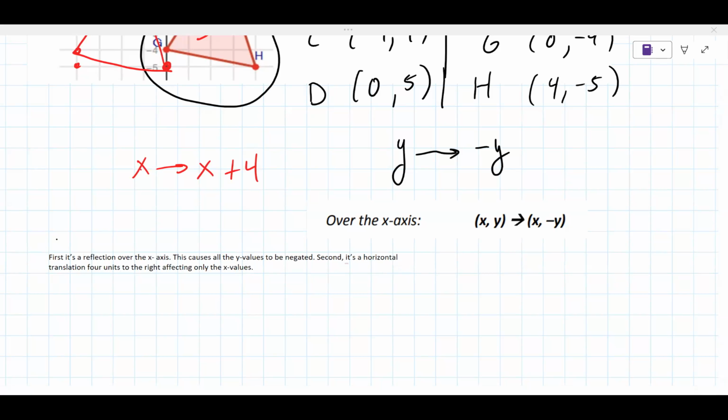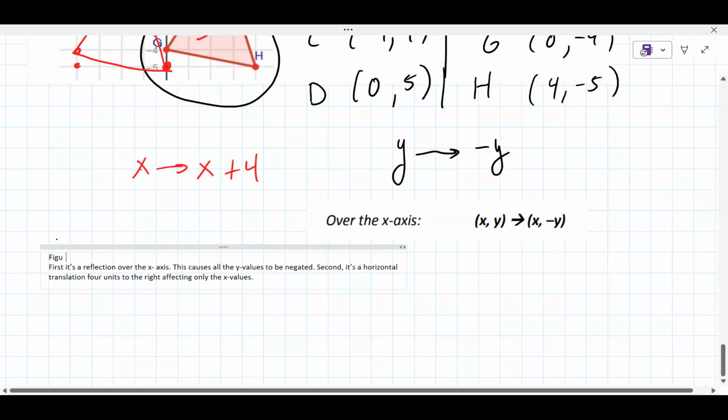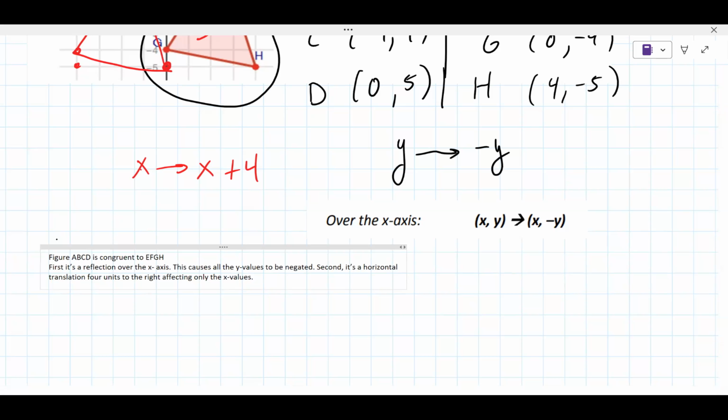So they are congruent. You do want to say that, and be very specific. You want to say that figure A, B, C, D is congruent to E, F, G, H. Maybe just say that there are two transformations. These teachers really like this. I don't know, I prefer more of the explanation like we just did, talking through what you see.